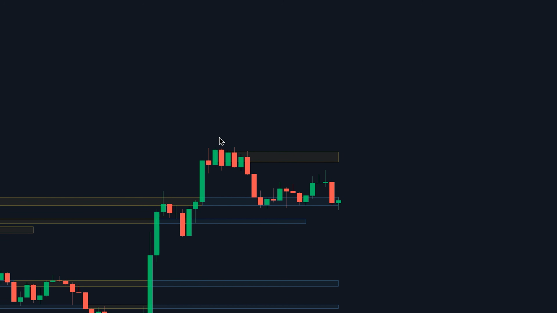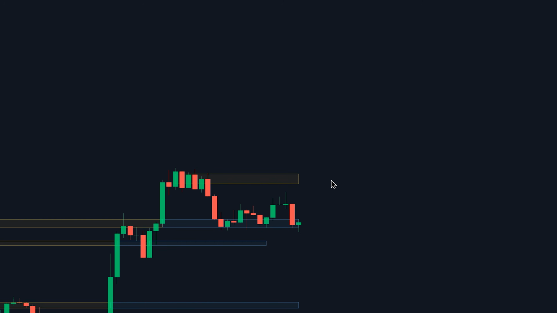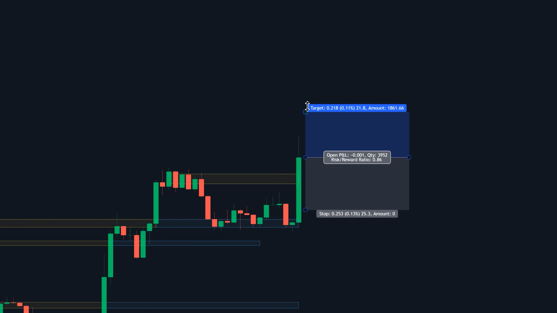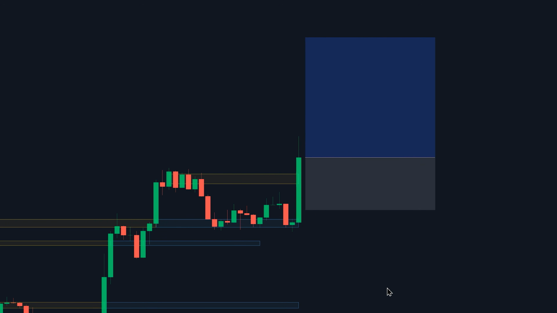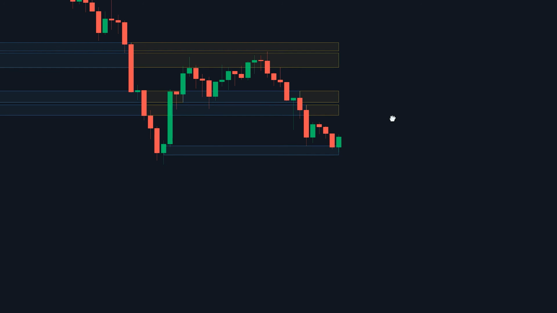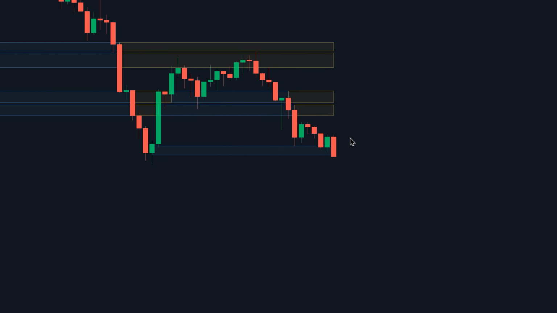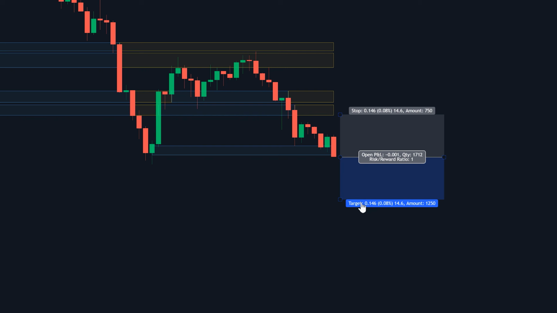To take a long position, you identify a resistance level, like this, and then you wait for the price to break and close above the level. Conversely, to take a short position, you identify a support level. As soon as the price breaks and closes under the support level, you take your short position.